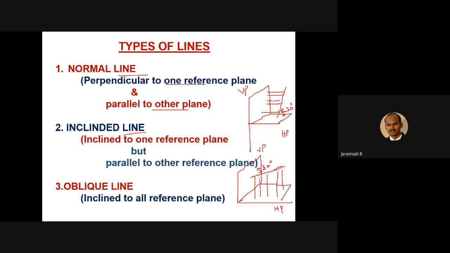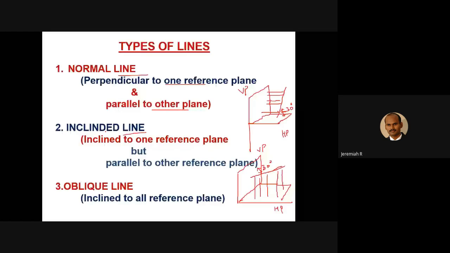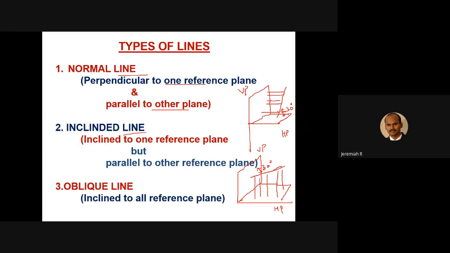So the case is a line inclined at 30 degree to VP, but parallel to the horizontal plane. Both are called inclined lines. So what does inclined line mean? The line is inclined to one reference plane, but parallel to the other reference plane.